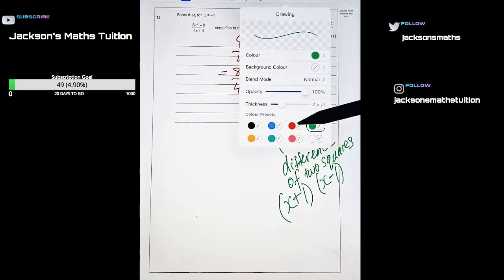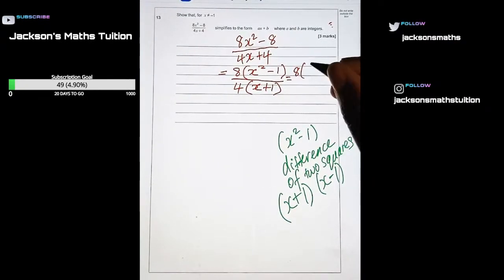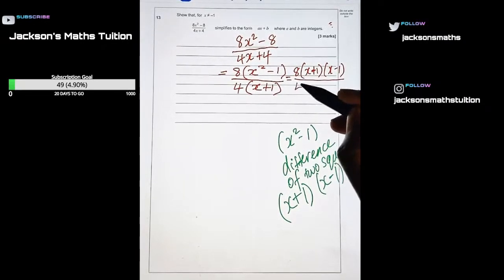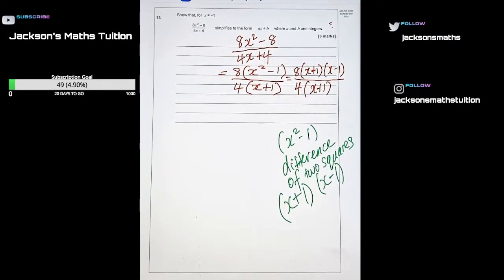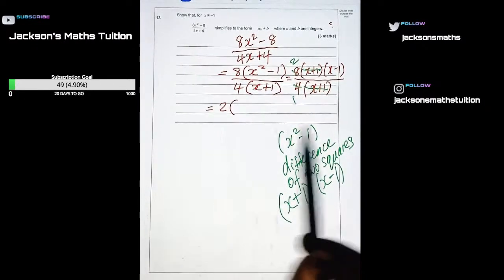squares. So let's go ahead and write that in and simplify our algebraic fraction some more. So that's 8, open bracket, x plus 1, x minus 1, close brackets, over 4 in brackets x plus 1. Now, all of these are multiplication at the top, multiplication at the bottom. The bracket signifies multiplication, so we can cancel out now. 4 goes into 8 2 times, and x plus 1 cancels out x plus 1. So at the top of your fraction, you're going to be left with 2 in brackets x minus 1.